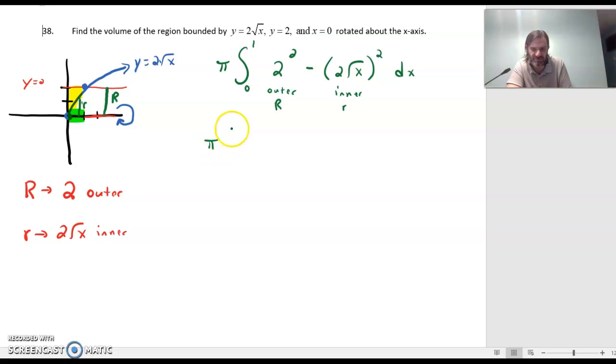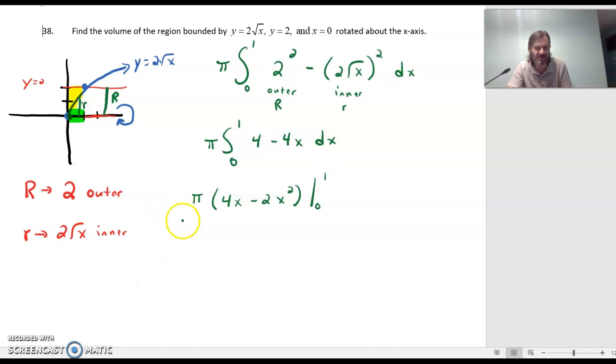So we'll push through, we'll clean up a little bit. So this will be pi times the integral from 0 to 1 of 4 minus, and when I square 2 square roots of x, I'll get 4x. Okay, so it looks like a very easy integration. 4 minus 4x as far as the thing that I'm going to integrate. So integrate, pi stays there, 4 will become 4x, negative 4x will become negative 2x squared, and that will be from 0 to 1, and we're ready to plug in.